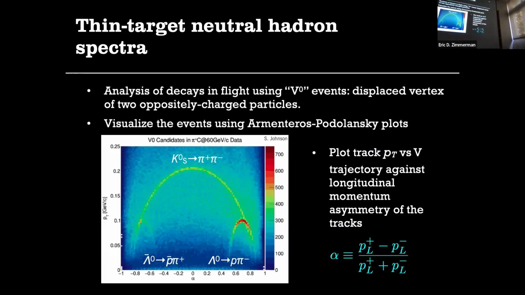This is one of the ways we analyze the decay in flight, using V0 reconstructions, which is neutral particle reconstruction from the decay vertex. We can visualize the events using what we call Armenteros-Podolanski plots, from pT versus momentum asymmetry of the tracks. Particle-antiparticle decays, like pi plus, pi minus, show up in this centered curve, and the baryon anti-baryon decays show up as displaced curves here.